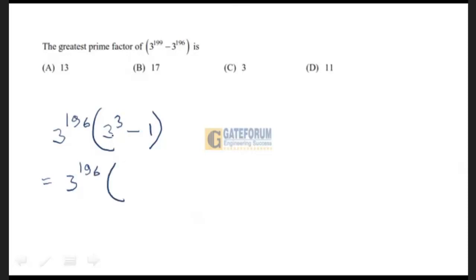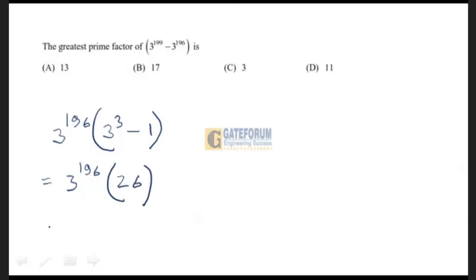The next one. This is a problem from numbers. The greatest prime factor of 3 to the power 199 minus 3 to the power 196 is what? So from here, I am sure you all agree that we can take 3 to the power 196 common, and then what will be left here is 3 to the power 3, and here it will be 1 left. So this can be said to be 3 to the power 196 times (3 to the power 3 minus 1). See, 3 to the power 3 is 27, minus 1 is 26.